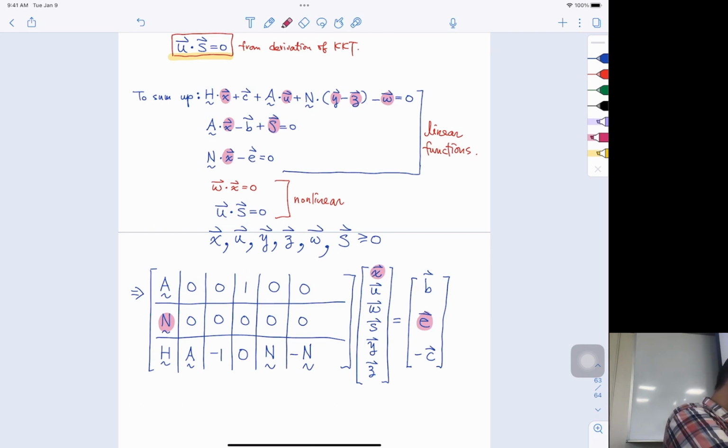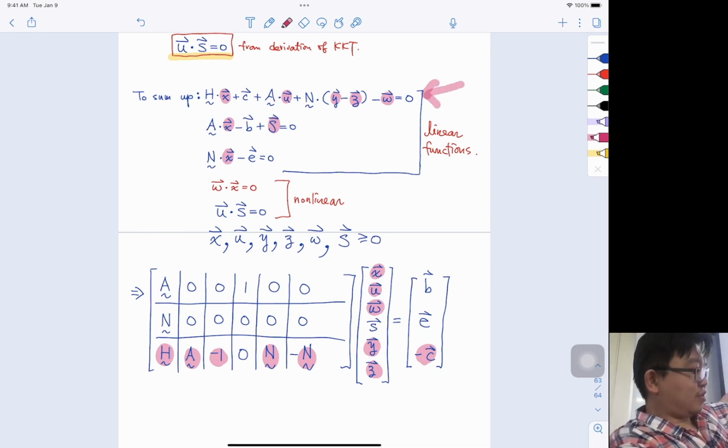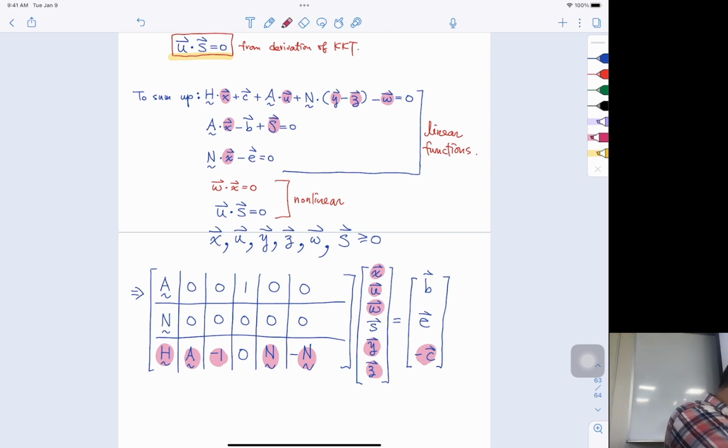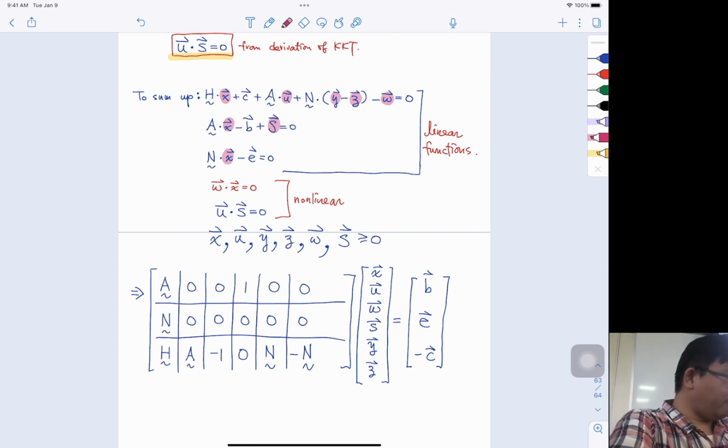Lastly, H times x plus A transpose times u minus w plus N transpose times y minus N transpose times z equals negative c. That's exactly the first equation. So we just successfully reformulated the three linear functions into this vector form.